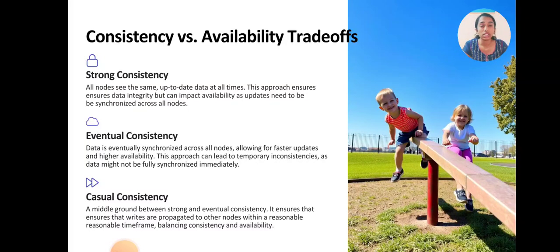Eventual consistency. Data is eventually synchronized across all nodes, allowing for faster updates and higher availability. This approach can lead to temporary inconsistency as data might not be fully synchronized immediately. Causal consistency is a middle ground between strong and eventual consistency. It ensures that the writes are propagated to other nodes within a reasonable time frame, balancing consistency and availability.